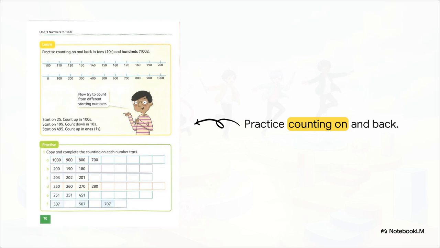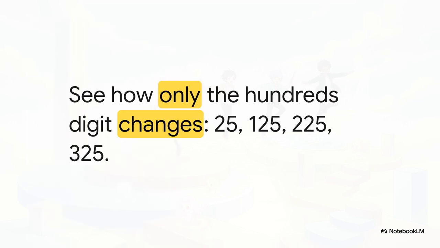Take a look at this challenge. What's really interesting here is how it asks us to start from a random number, not just 0. The prompt says, start on 25, count up in 100s. Now, at first glance, taking massive leaps of 100 from a number like 25 might sound a little intimidating. But let's look at what actually happens. Look at the sequence: 25, 125, 225, 325.